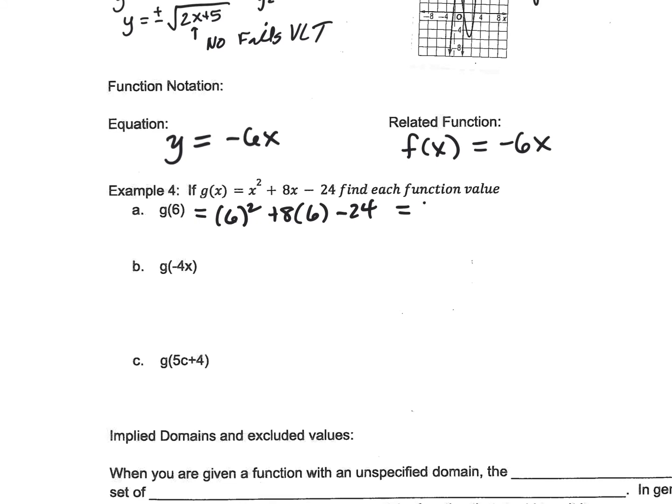Yeah, I got 60. 36 plus 48 minus 24 is indeed 60. So g of 6 is 60. What about negative 4x? What are we going to do? Plug it in.